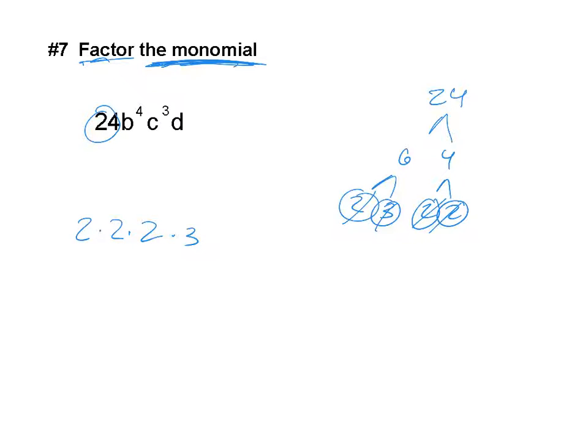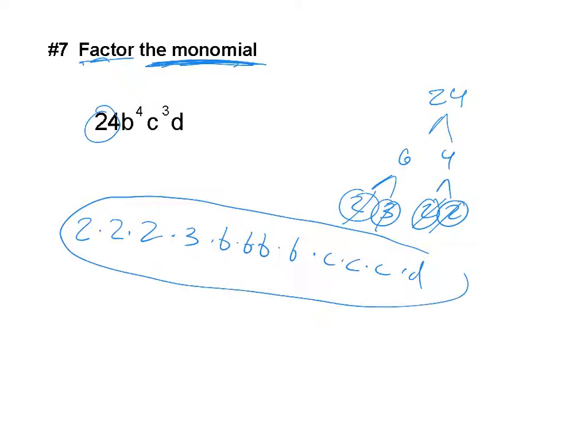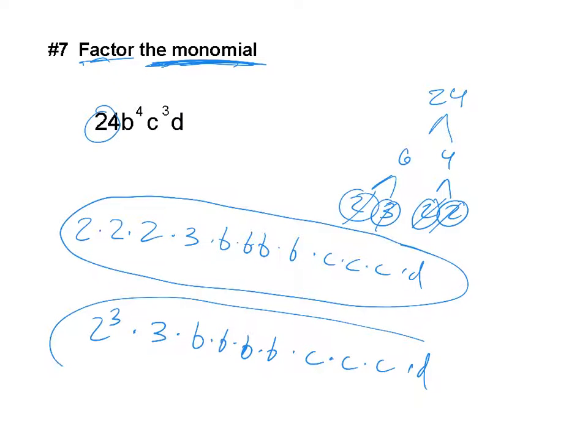All 4 of those numbers. And then you have to list off the letters for how many times they appear. B to the 4th, C to the 3rd, and D. Okay, if you want to write it like this, 2 to the 3rd power times 3 times B times B times B times B times C times C times C, that would be okay as well. Okay, either one would be acceptable for number 7. So pause your video and do number 7 right now.